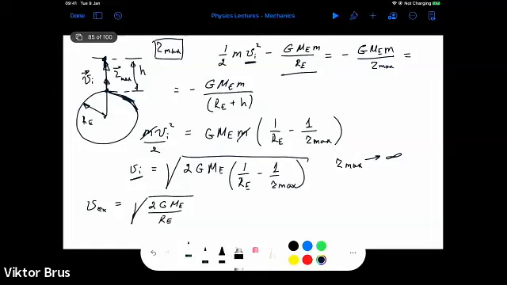So what we actually see here is that the escape speed, since G is a constant, is defined by the mass of the Earth and its radius. The larger the mass, the larger the escape speed, and the smaller the radius, the denser the material of the planet, it also will result in an increase of the escape speed.